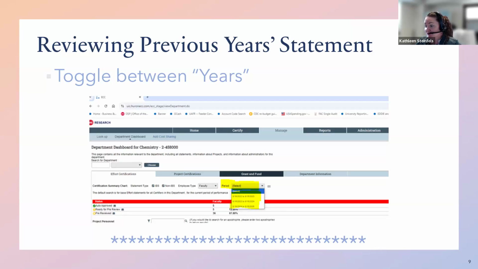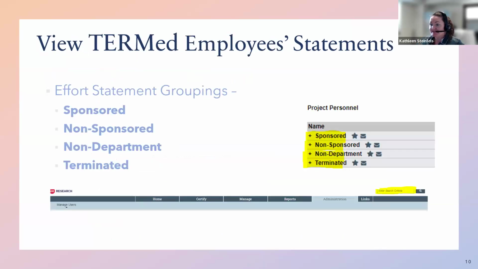So we're going to keep on going. Next up, we are talking about viewing terminated employees and their statements. Similar to the previous two, once you go to your department dashboard under the Manage tab, there will be the list of the different employee groupings or categories of what type of effort statements there are. This is under the effort statement tab.